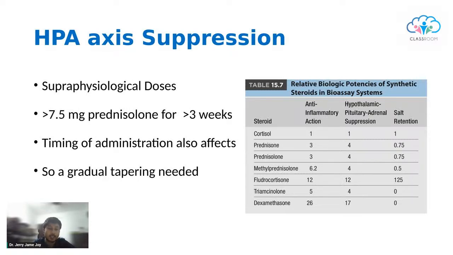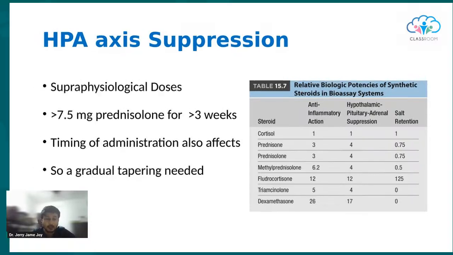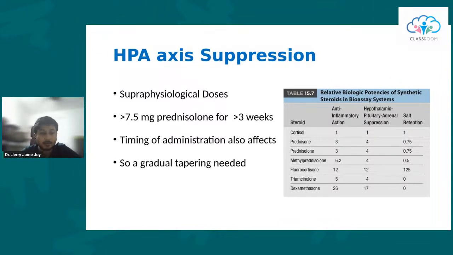If the patient is receiving a total of 7.5 milligram a day, say 5 milligram in the evening and 2.5 milligram in the morning, there is more chance of HPA axis suppression. However, if it is 2.5 milligram in the evening and 5 milligram in the morning, the chances of HPA axis suppression will be less.